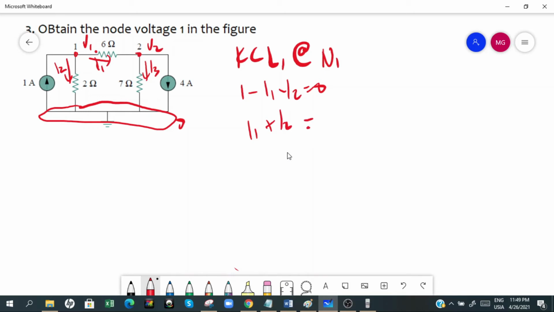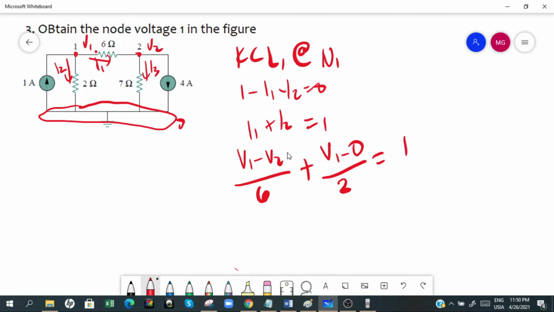So I1 plus I2 is equal to 1. Now for I1, the tail is V1, the tip is V2, so this is V1 minus V2 over the resistance in between, which is 6, plus I2, where the tail is V1, then 0, so this becomes V1 minus 0 over the resistance in between, which is 2. So this is equal to 1.